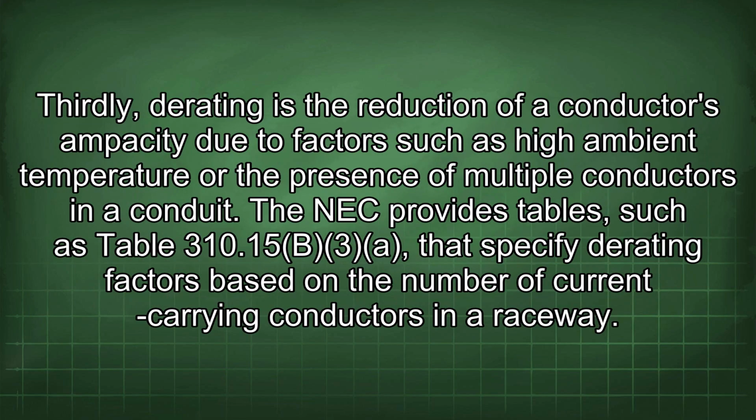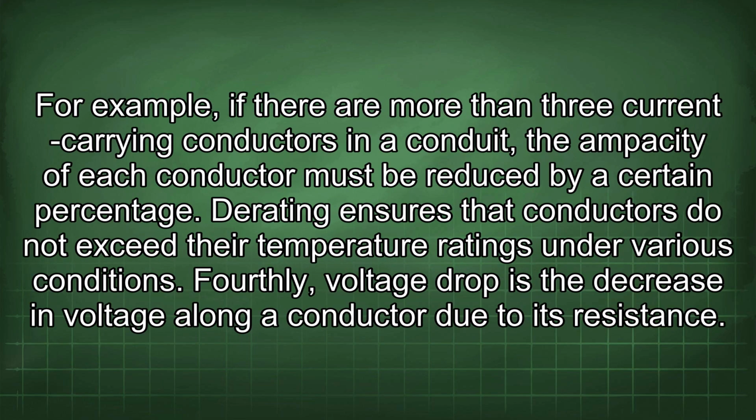Thirdly, derating is the reduction of a conductor's ampacity due to factors such as high ambient temperature or the presence of multiple conductors in a conduit. The NEC provides tables, such as Table 310.15(B)(3), that specify derating factors based on the number of current carrying conductors in a raceway. For example, if there are more than 3 current carrying conductors in a conduit, the ampacity of each conductor must be reduced by a certain percentage. Derating ensures that conductors do not exceed their temperature ratings under various conditions.